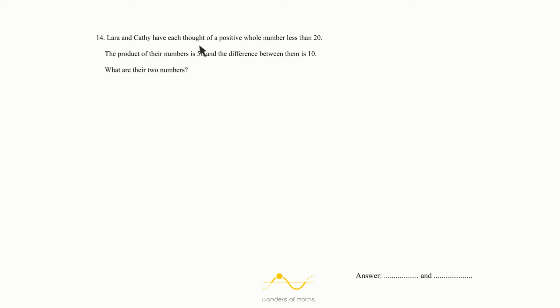Lara and Kathy have each thought of a positive whole number less than 20. The product of their numbers is 56, and the difference between them is 10. What are their two numbers?